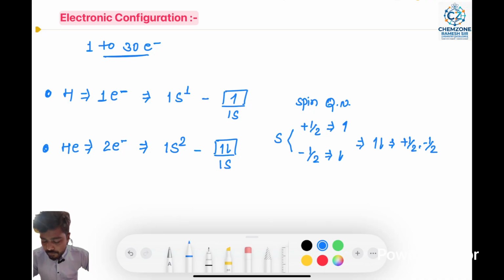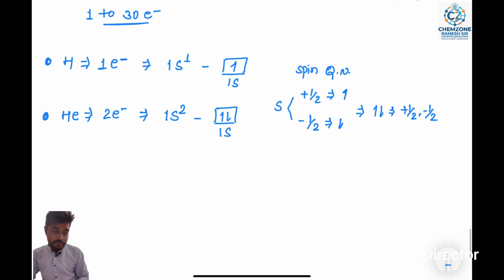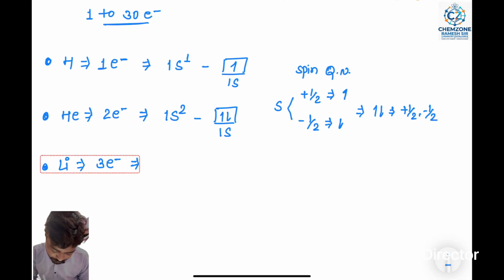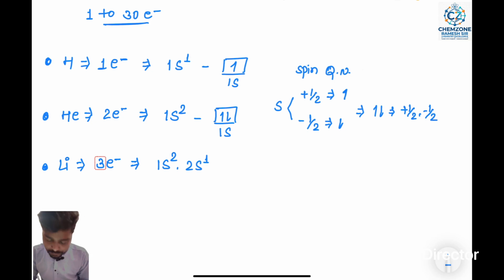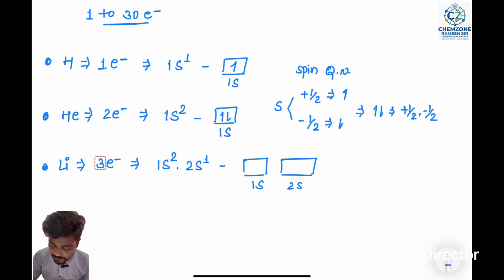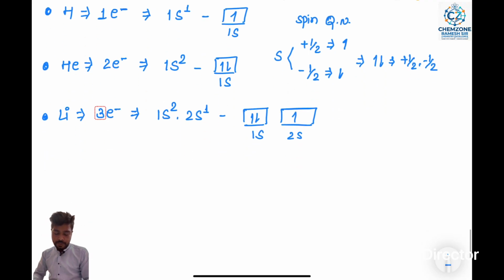Okay, the spin quantum number. Then the second element I am discussing is lithium. The atomic number of lithium is 3, and 3 electrons are present. So you mention 1s2 and 2s1. That is the increasing order of orbitals, 1s to 2s. You are filling electrons in the orbitals: this one is 1s and this one is 2s. So 1 electron, 2 electrons, 3 electrons. That is the identification of the 3 electrons.